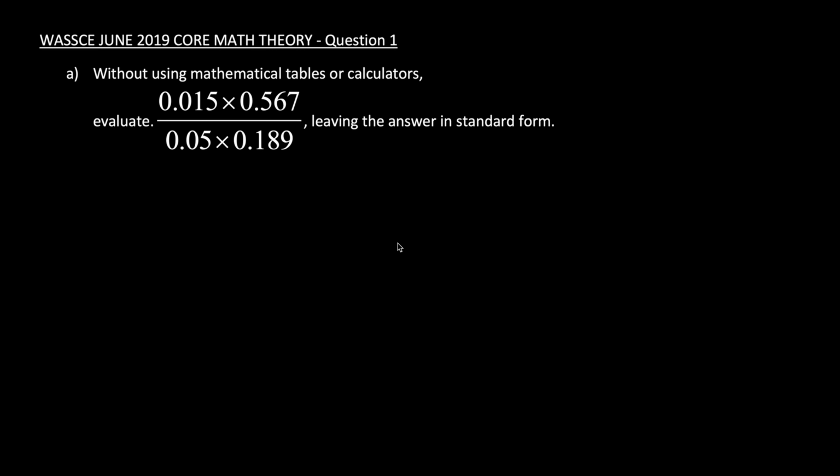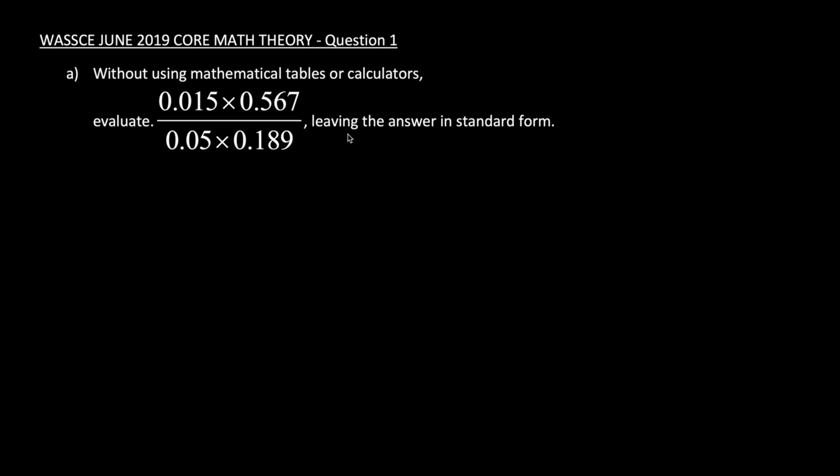In today's video, we'll be solving question 1 of the 2019 WASSCE Core Maths Theory questions. We begin with question 1A. Without using mathematical tables or calculators, evaluate 0.015 times 0.567 divided by 0.05 times 0.189, leaving the answer in standard form.